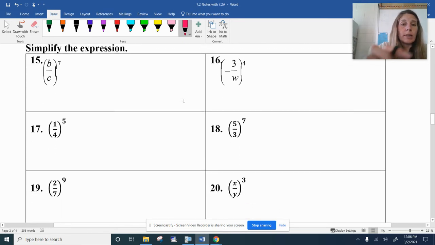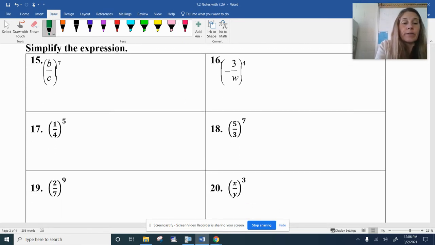Okay, so looking at some examples then. For 15, they're both variables, but they're different variables, so each one is going to get that exponent of 7. So it's just going to be b to the 7th over c to the 7th. On 16, the top number is 3, and you have the w on the bottom.